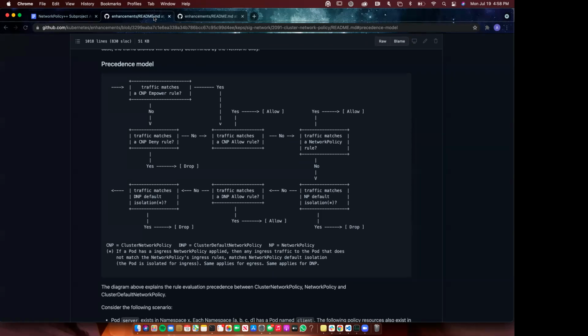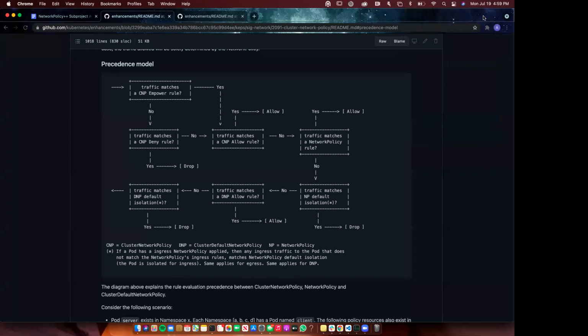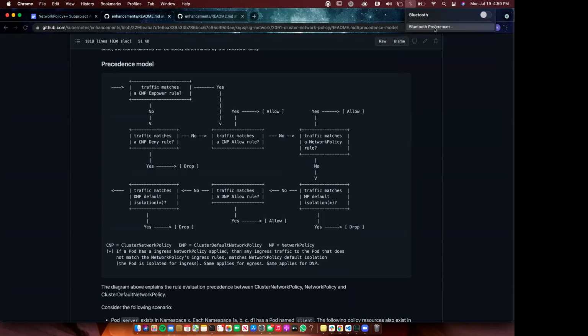So I proposed to him something which, without making our CNP more complex, was that we have a way to differentiate between intra-cluster traffic versus cluster external traffic by doing an empty egress rule or an empty ingress rule. So essentially, we have the ability to say that an empty ingress rule or egress rule means all traffic, not just intra-cluster traffic.